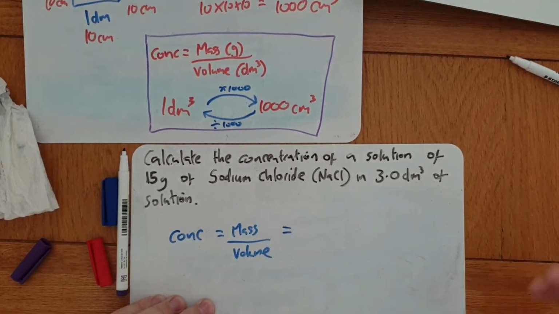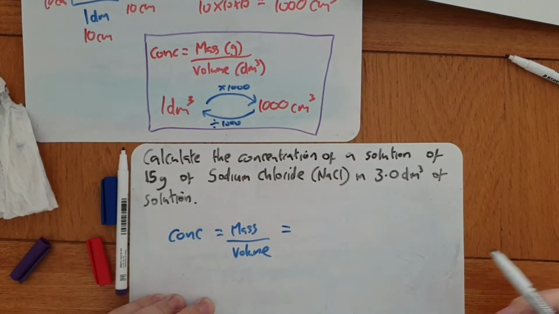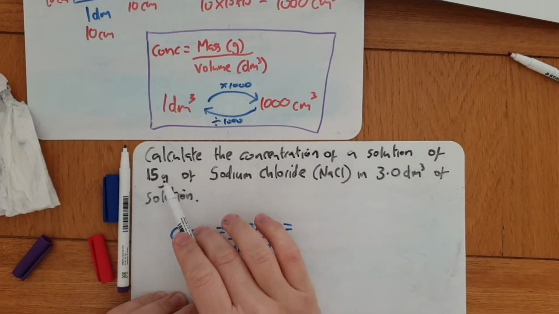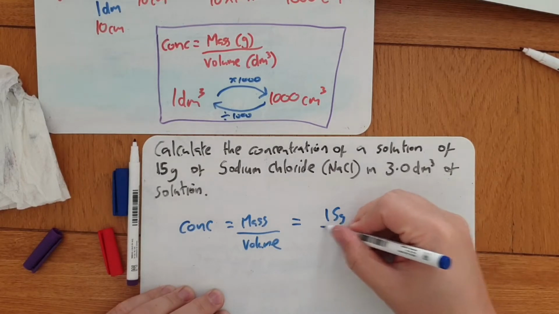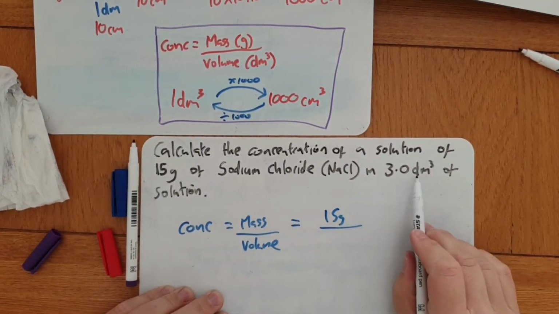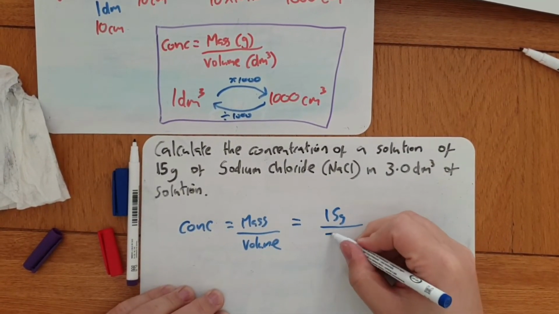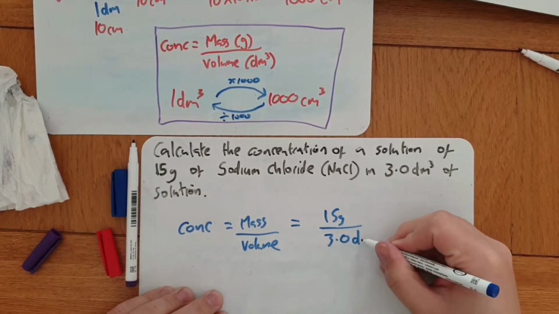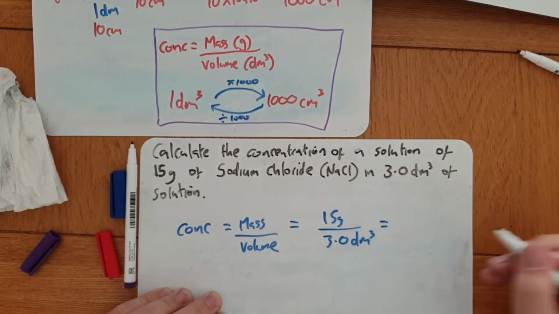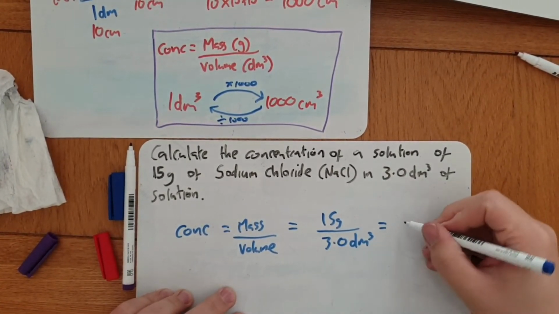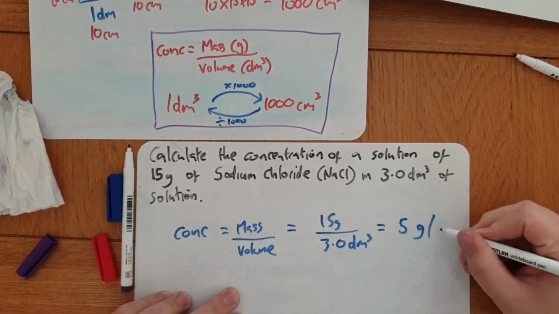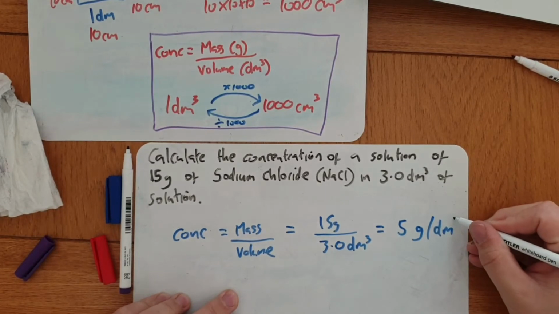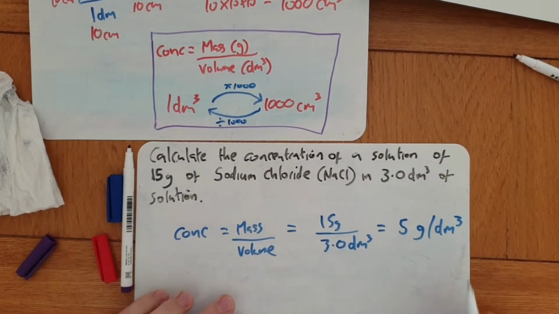Next thing, you get a mark on the exam for plugging the numbers in. Let's just check the units. We've got 15 grams and that one should be in grams, so we can just put 15 grams. Volume, they've been kind, it's in decimeters cubed. So 15 divided by 3 decimeters cubed, and we get our answer, which is 15 divided by 3, 5 grams per decimeter cubed.